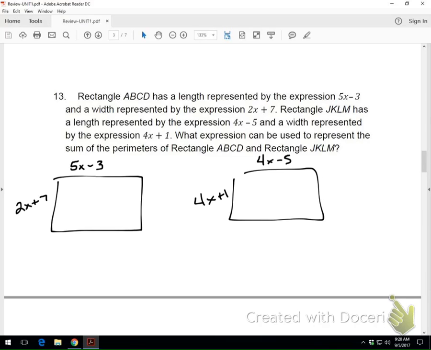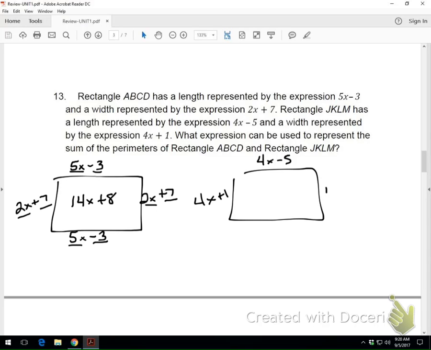So if I add up all my sides on this first one, 5x plus 5x plus 2x plus 2x, 14x, negative 3 minus 3 plus 7 plus 7, plus 8.